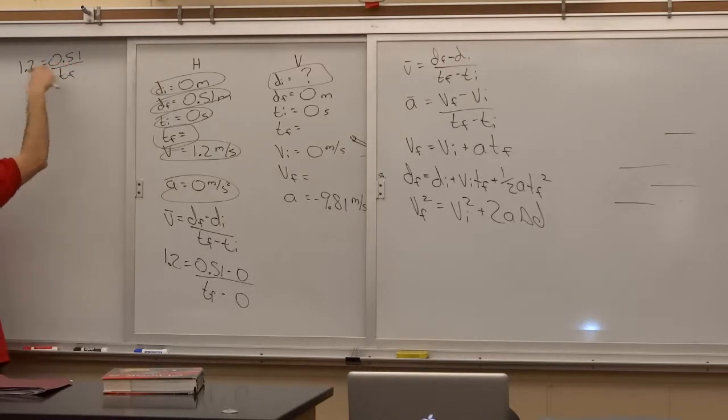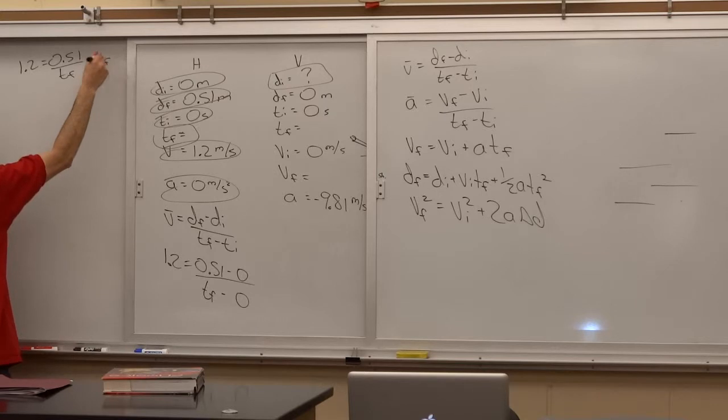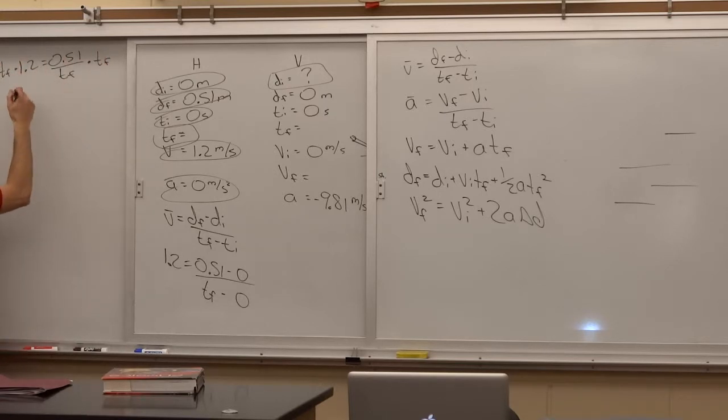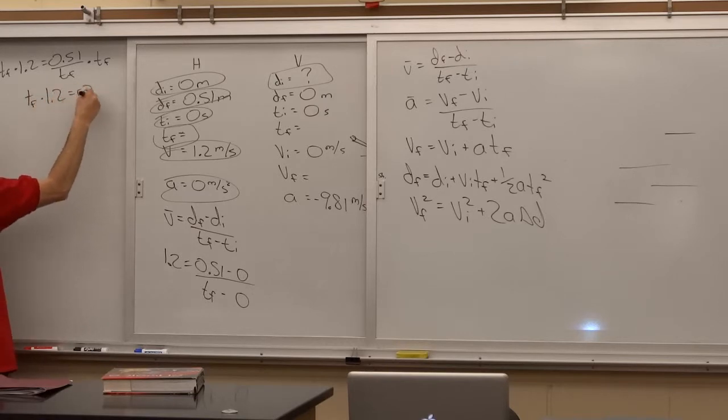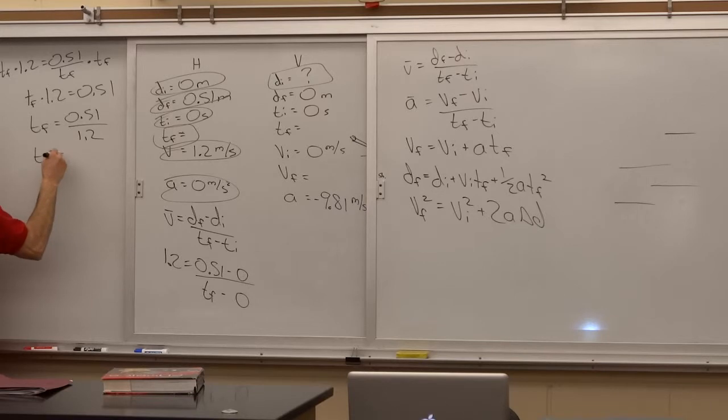My next step would be multiplying both sides by TF. So now TF times 1.2 equals 0.51. And my final step to find the TF would just be to divide both sides by 1.2. So I'm going to go ahead and find that on my calculator. I don't want to round it too much yet since I'm going to use that for other stuff. But once I get that, then I'm only one equation away from solving the problem.